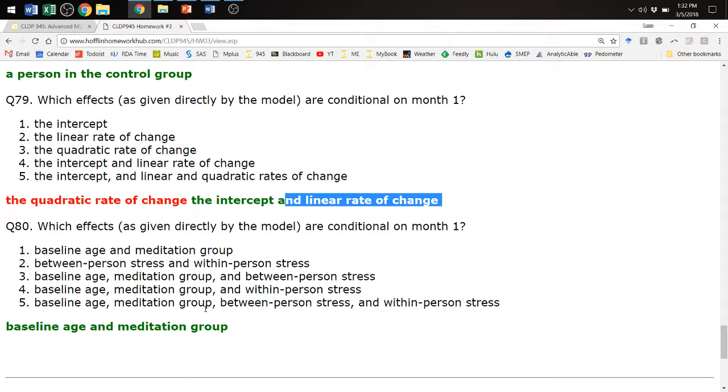All right. Any other questions on why it is what it is? Can you go over why in month 1 the intercept is conditional? This one? Yes. So the intercept is conditional on every single predictor where it's 0. So the intercept would be conditional on everything in the model, including time. The linear effect of change, linear rate of change, is conditional on month 1 because of quadratic change. Other questions?